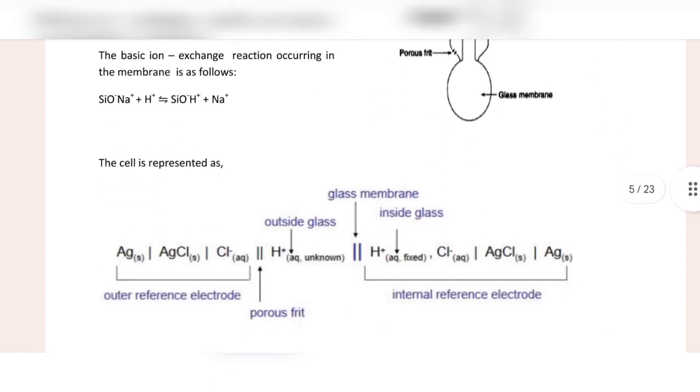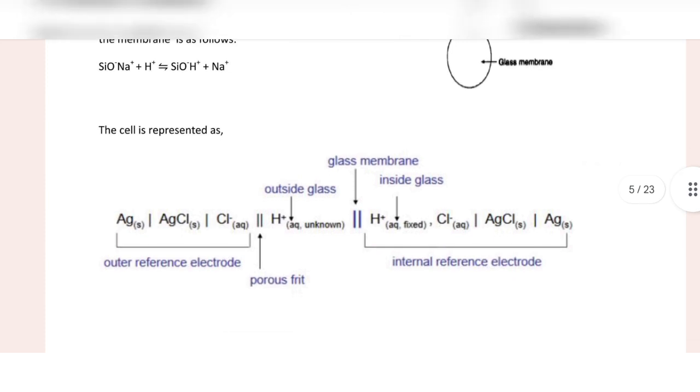And a pH electrode cell can be represented in this form. The left side indicates the outer reference electrode, which is made up of silver chloride and KCl. So Ag solid bar AgCl solid, then bar Cl⁻ aqueous.